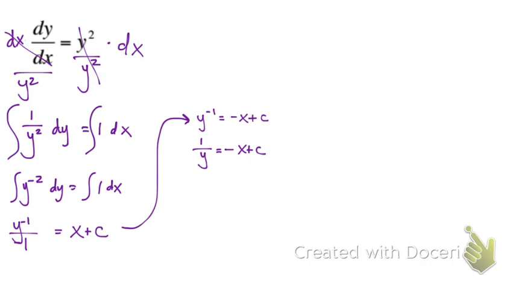The reciprocal of 1 over y is y. The reciprocal of negative x plus c is 1 over negative x plus c. And again, that would have come from if you had done it the long way as well. If you had multiplied by y and then divided by negative x plus c, you would have gotten the same answer. So again, this is called a general solution. If I had an initial condition, I could have found a specific solution.